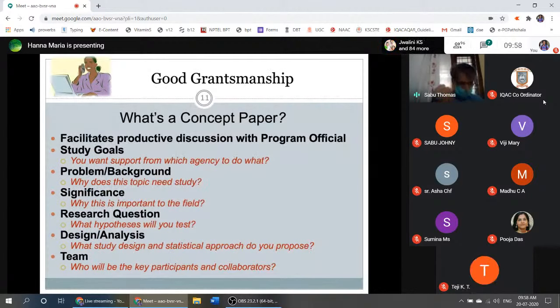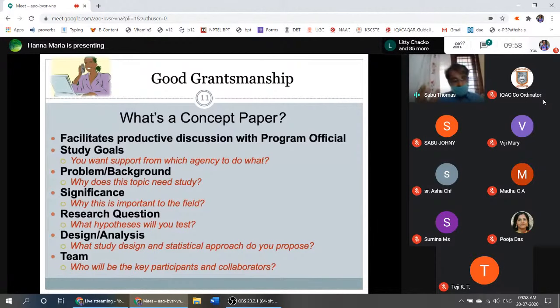So you have to attain good grantsmanship. I have made a few points here. What's a concept paper? It facilitates productive discussion with the program official. Program official means, suppose it is a DST project, you have to discuss with the DST officers.